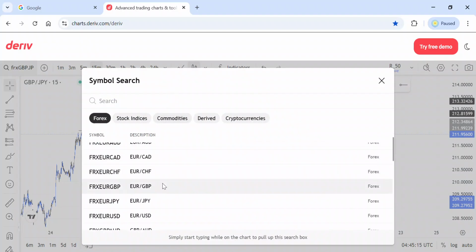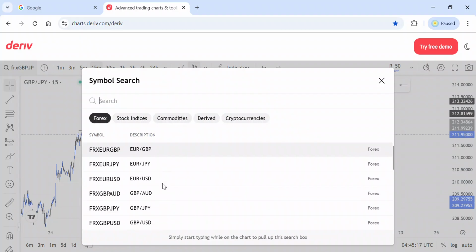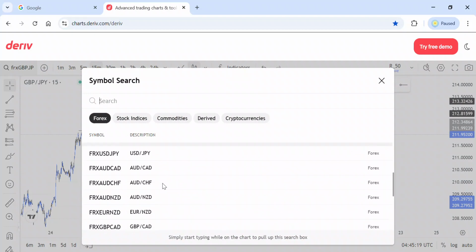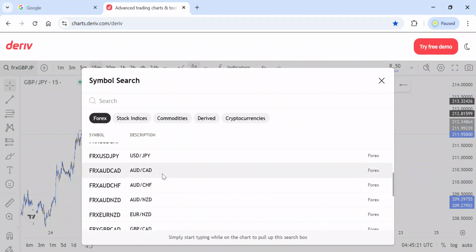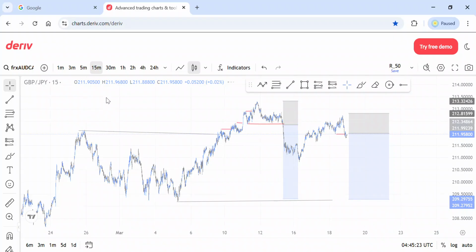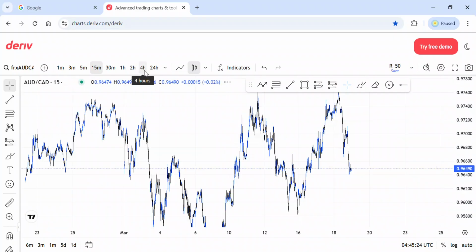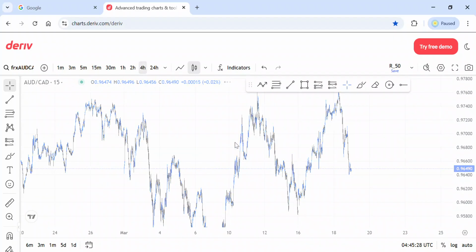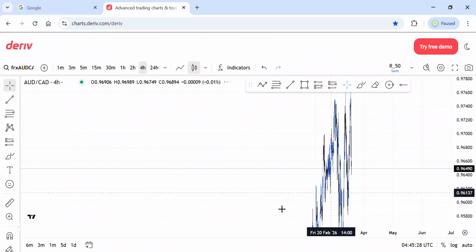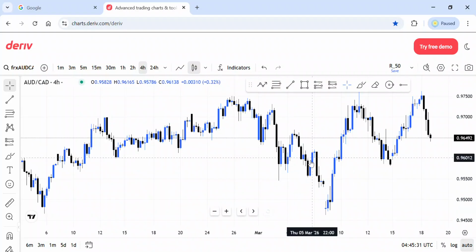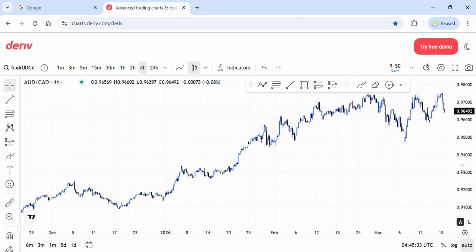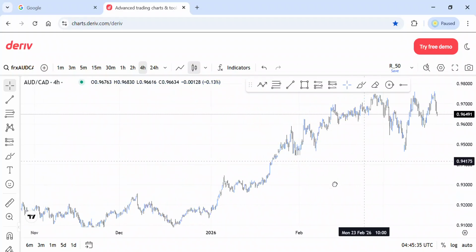Let's see, what pair should we go to? What pair should we go to? Let's check AUD CAD. First thing first, go to your 4 hours. If you are using your 4 hours time frame as your bias, just know your 1 hour is going to be the trend and your 15 minutes is going to be your confirmation entry time frame.